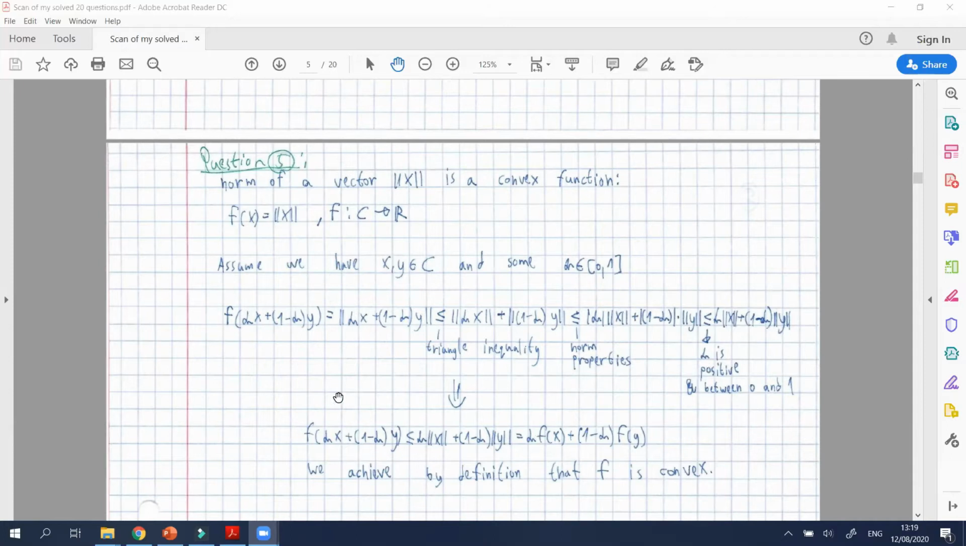So if we see where we started from and take this, and we see that this is lower or equal to this, we get, by definition, because the norm of x is f of x and the norm of y is f of y, that f of alpha x plus 1 minus alpha y is lower or equal than alpha f of x plus 1 minus alpha f of y. By definition, we achieve that f is a convex function.